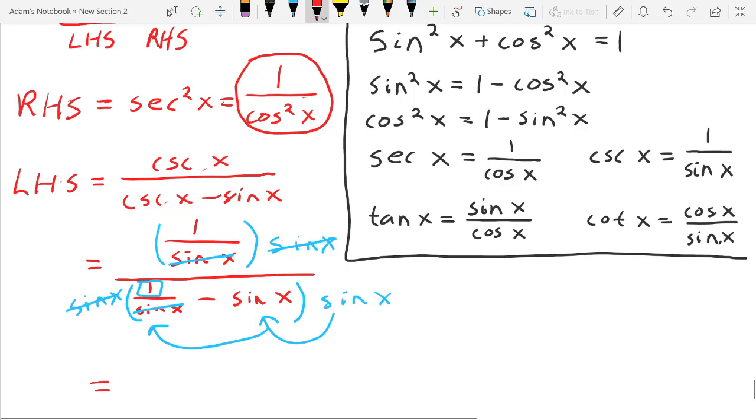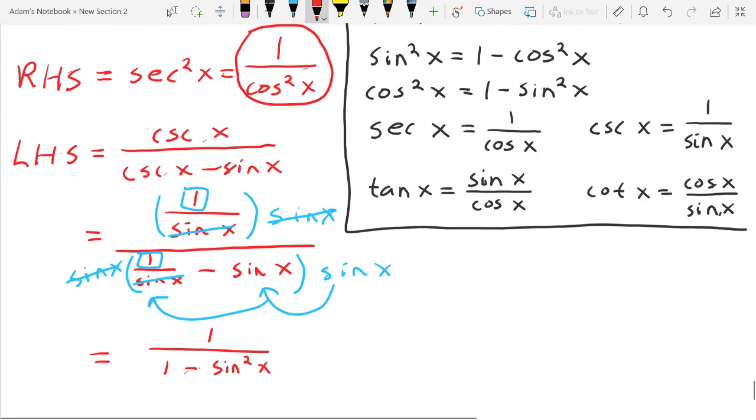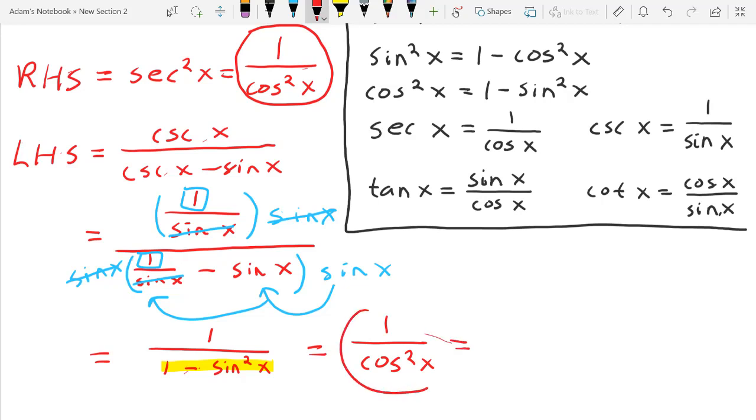And so up on top of the fraction, we're going to have just 1 over 1 minus the sine times the sine gives us a sine squared. And now we recognize this is an identity, and from the fundamental identities, that's cosine squared. So now this turns into 1 over cosine squared. And now we see that's exactly what we have on the right-hand side. And so now our identity is verified.